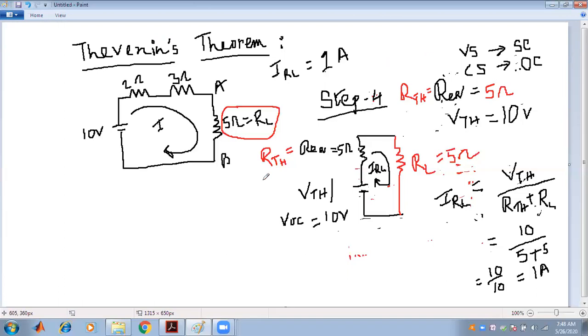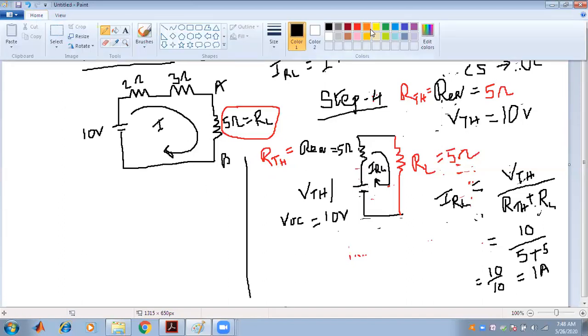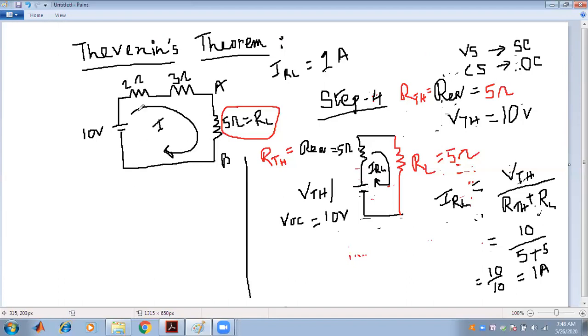So this is the way to find the current I of RL with the help of Thevenin's theorem. Now how will we cross check that our answer is right? Let us take this simple circuit. So what is the current? This current is say I of RL. The same current is routed through the 2 ohm, 3 ohm and 5 ohm resistances.